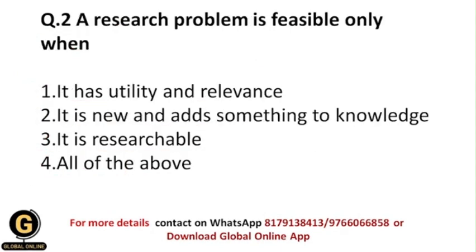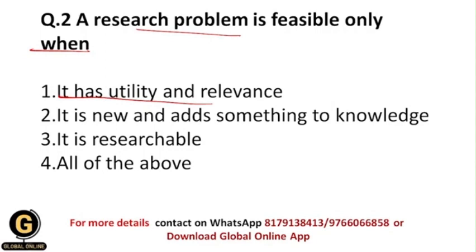A research problem is feasible only when... So when the research problem is feasible, what are these conditions? After that only we think that research problem is feasible. So let us see the options. It has utility and relevance. It means that research problem should have a utility. It means that it should be useful for our future generation.